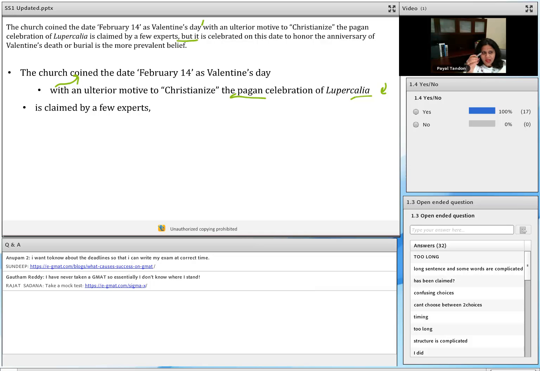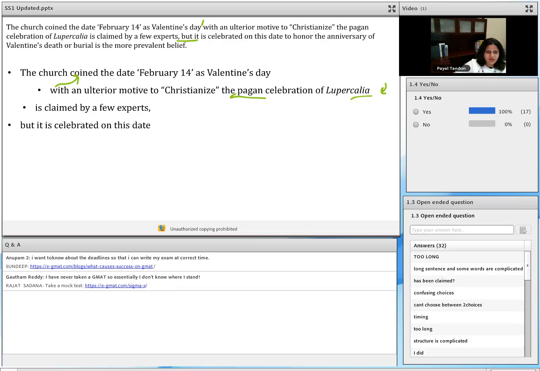Okay, so you pause here. Yes, there's something quite off with it. So let's see, the church coined this date with an ulterior motive to Christianize, this is claimed by a few experts. So now you think, okay, I guess what the author is trying to say is that a few experts claim that the reason why the church coined Feb 14th as Valentine's Day was with the ulterior motive to Christianize the pagan celebration. That they did this because they had this motive to Christianize the pagan celebration. Okay, so you've understood that.